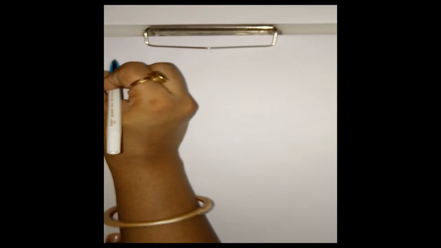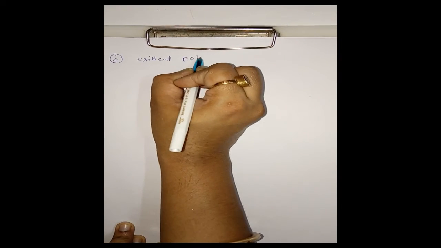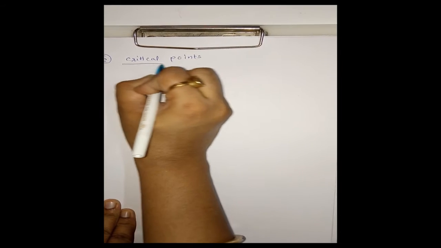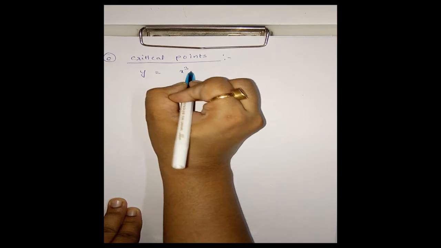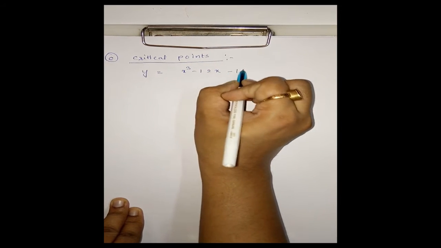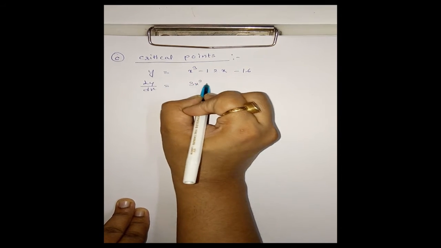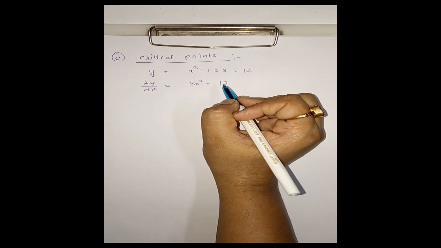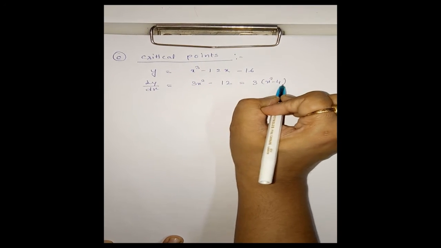Next step, we have to find the critical values. In my sixth step, we have to find the critical values, the critical points. For this, we have to find the first derivative. Now y is equal to x cube minus 12x minus 16. The derivative dy by dx is 3x square minus 12. This is 3 into (x square minus 4).